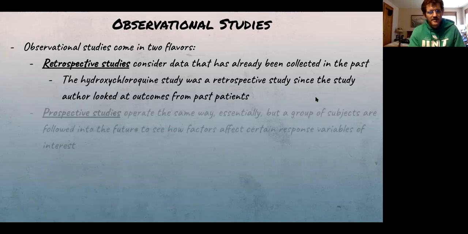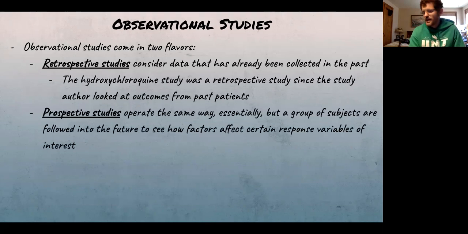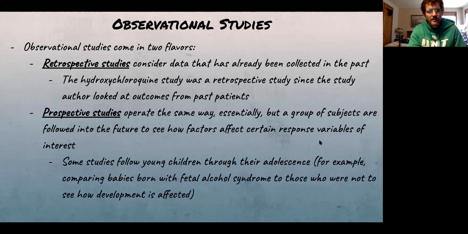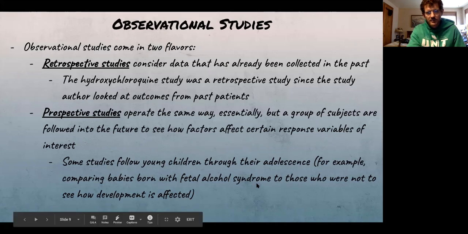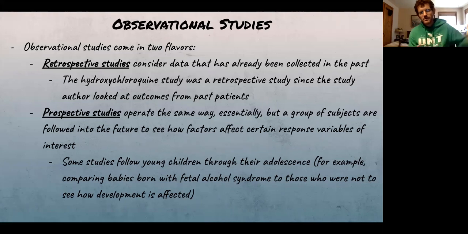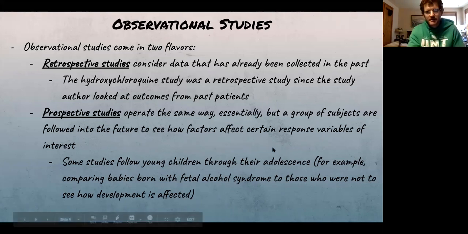A prospective study is basically saying, I've selected my subjects and now we're going to see what events unfold in the future. And there can be all kinds of reasons for doing things like that. A lot of times maybe you're going to follow young children through their life and you're picking them at a young age. Maybe, and this is just one example, you want to see what happens to babies who are born with fetal alcohol syndrome. You say, okay, here's some babies who are born with this, I'm just going to follow them and see how events unfold in their life. And so that'd be a prospective study.